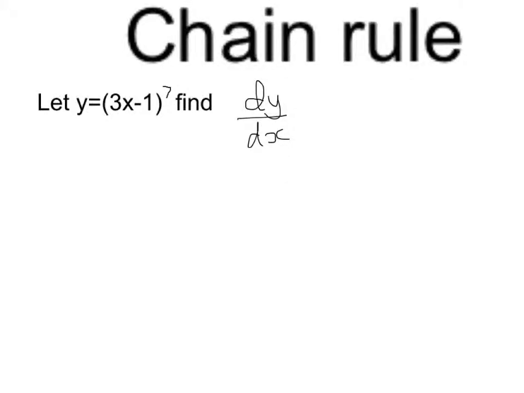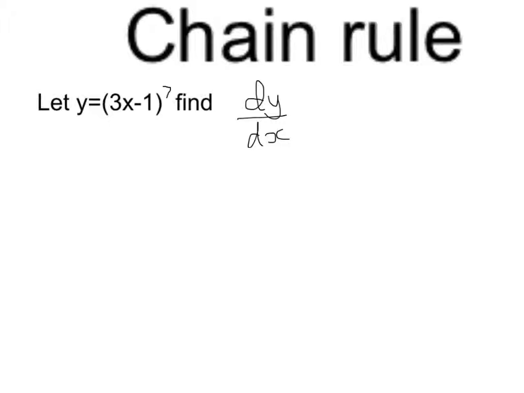Let's say you're given a function here of y being (3x minus 1) to the power of 7 and you're asked to differentiate it. Now this looks tricky and we've got to use something called the chain rule. The chain rule uses substitution.